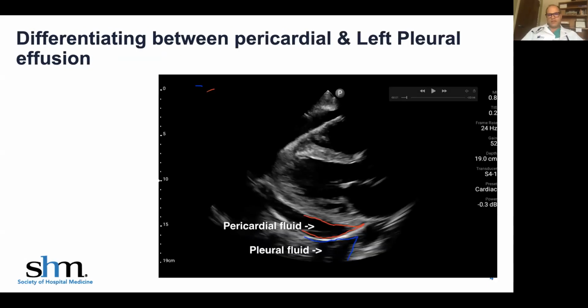So this case is a good example of how to differentiate pericardial and pleural fluid in the parasternal long axis view. And here you can see the pericardial fluid usually bird beaks up like this, just behind the heart with the pericardium behind it, and up and around this round structure, which is the descending aorta. A pleural fluid collection, or left pleural effusion, is seen more in a rhinoceros horn type appearance in this area.